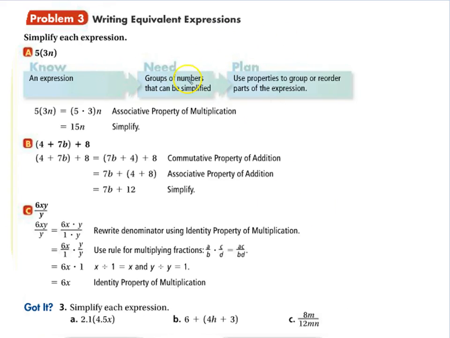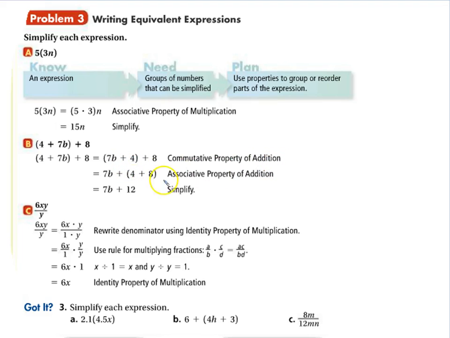Writing equivalent expressions. Now, here's the hardest part for most of you. They're not asking you to just do it and write the answer. They're also asking you to give the reason why you did what you did. So what they did here is they changed where the parentheses are between the 3 and the n, and they put it between the 5 and the 3. That's the associative property of multiplication. So notice what they're doing for each step. They're changing something to where they can put things close together.